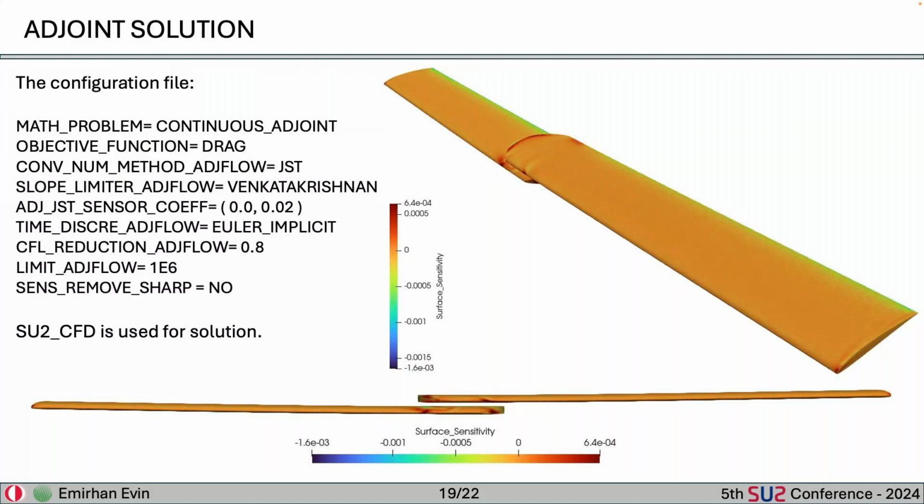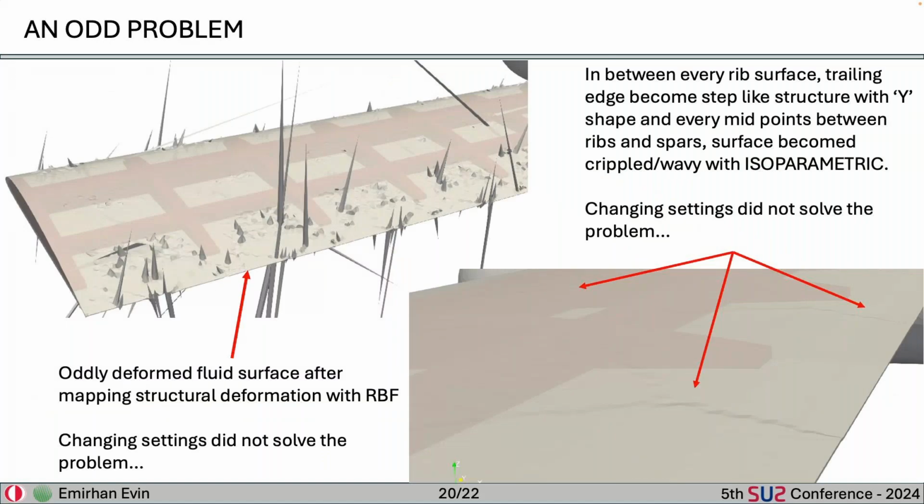This is the point where my MSG study comes in, but I need to show you one error. I faced an odd problem when I used the rib spar configuration as a solid model. If I use RBF, in the top left figure, the deformation interpolation, obtaining the solid deformation and matching it to the fluid domain, results in an oddly deformed mesh.